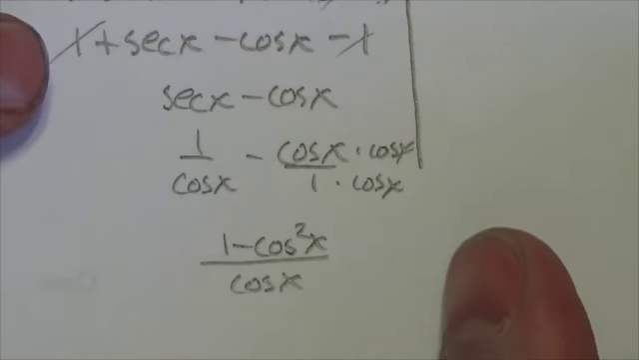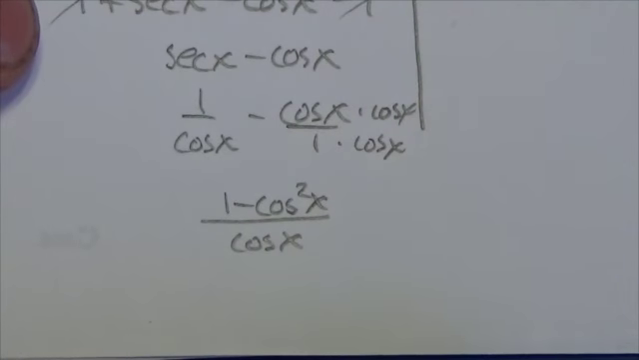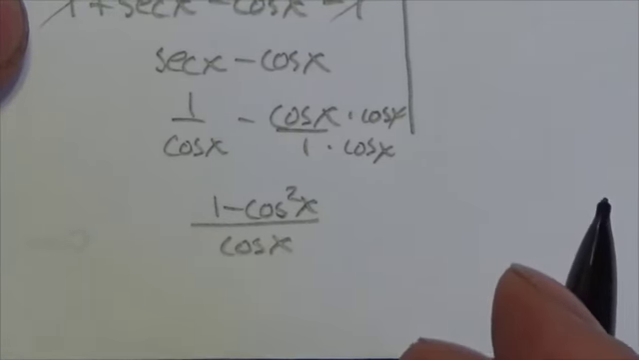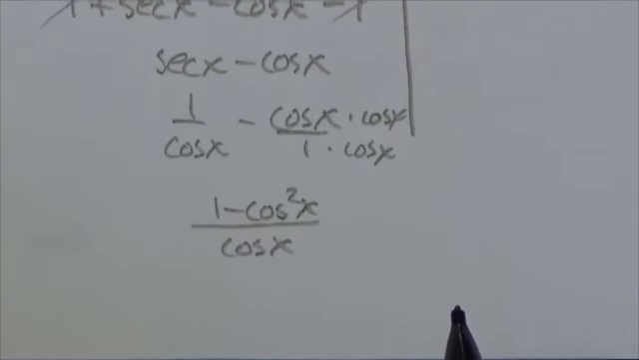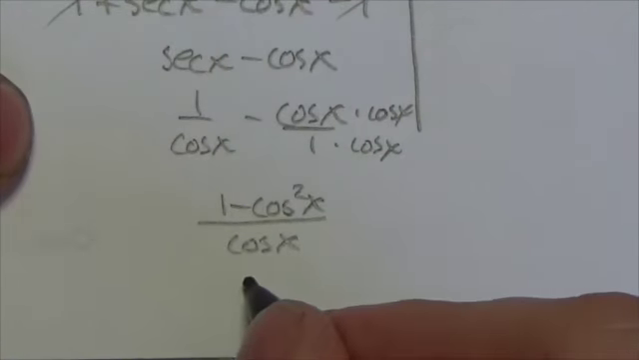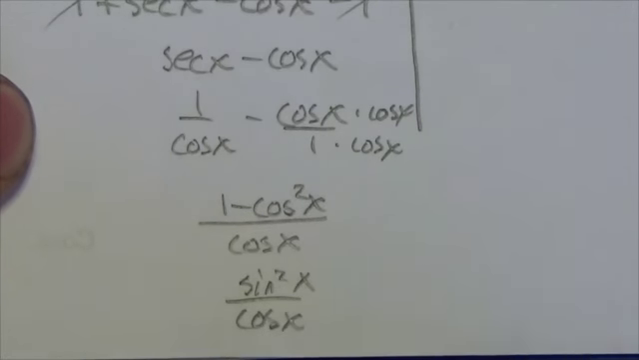Now, I go right back to the beginning. Do I now have any Pythagorean identities? Yes, I do. 1 minus cosine squared is equal to sine squared. So this is going to become sine squared of x over the cosine of x.